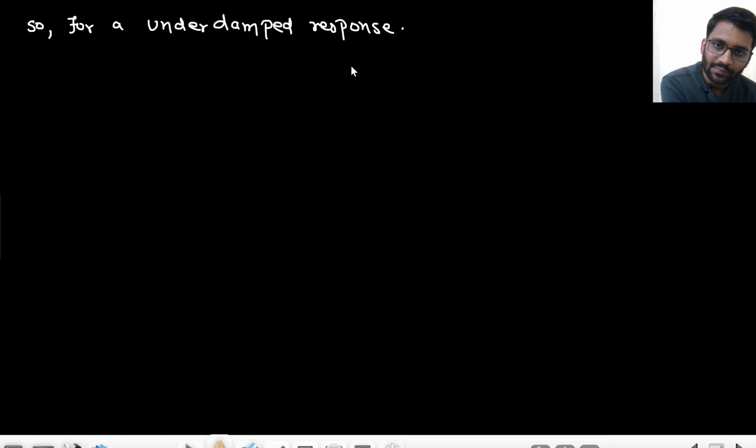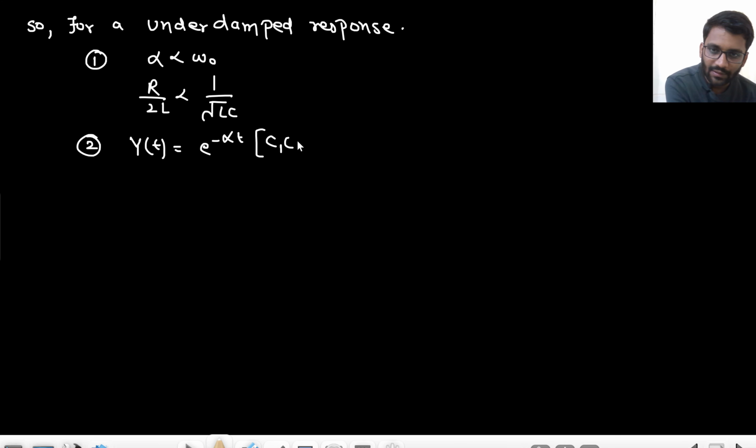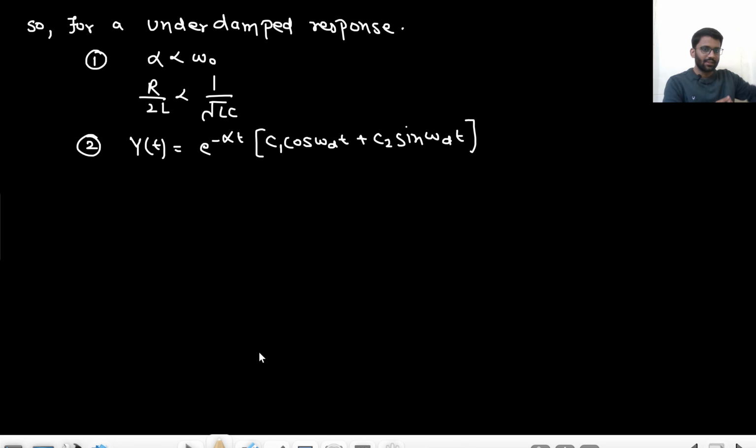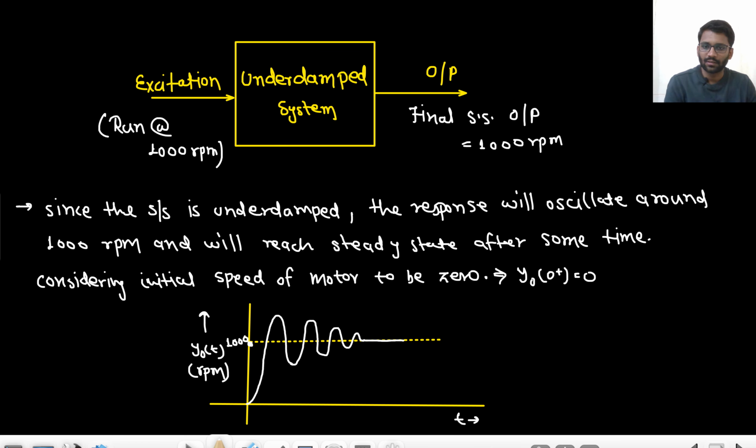So for an underdamped response, alpha should be less than omega naught. What is alpha? R by 2L should be less than 1 by root LC, right? This is the first thing. What is the second thing? What is the output? Output would be e to the power minus alpha t times C1 cos omega d t plus C2 sin omega d t. If you just plot it, the response will look something like this only. How will the response look like? Like this.